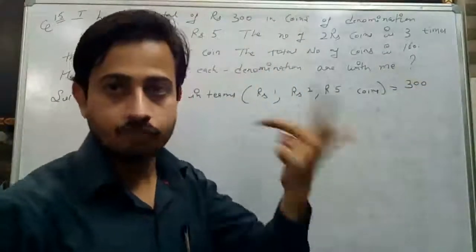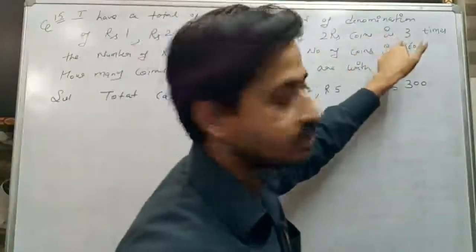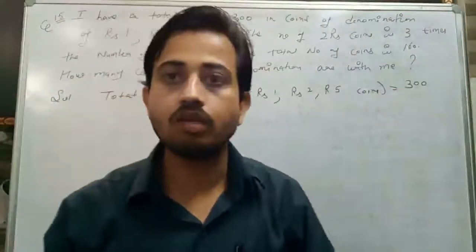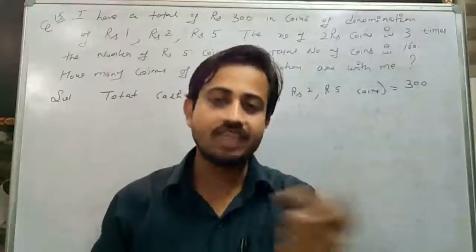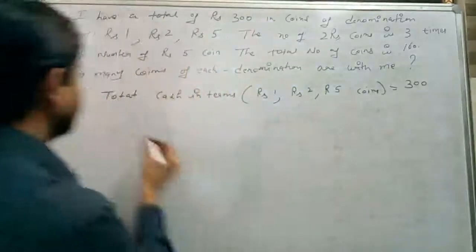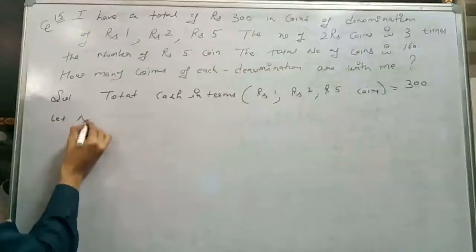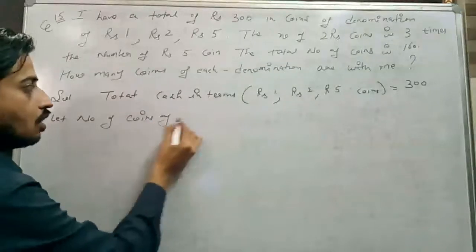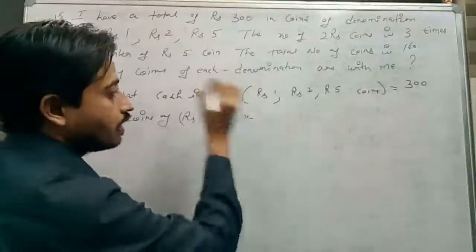This is our first statement. Now read that. The number of 2 rupees coins is 3 times the number of 5 rupees coins. We don't know the number of coins of 5 rupees, then how do we calculate the number of coins of 2 rupees? So in this case, first let the number of coins of 5 rupees be x.